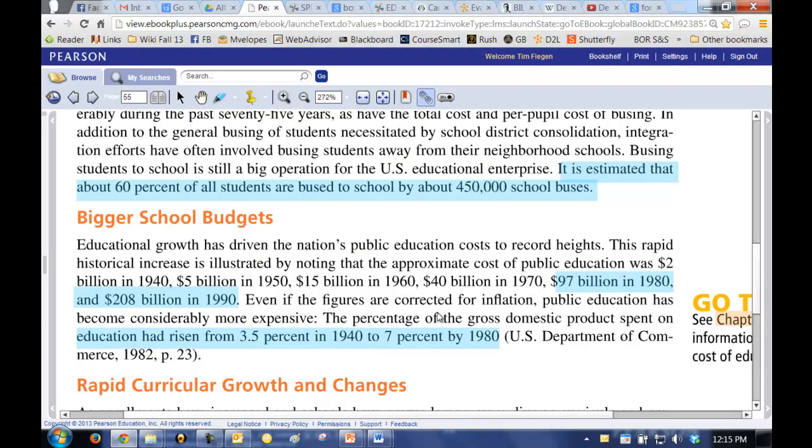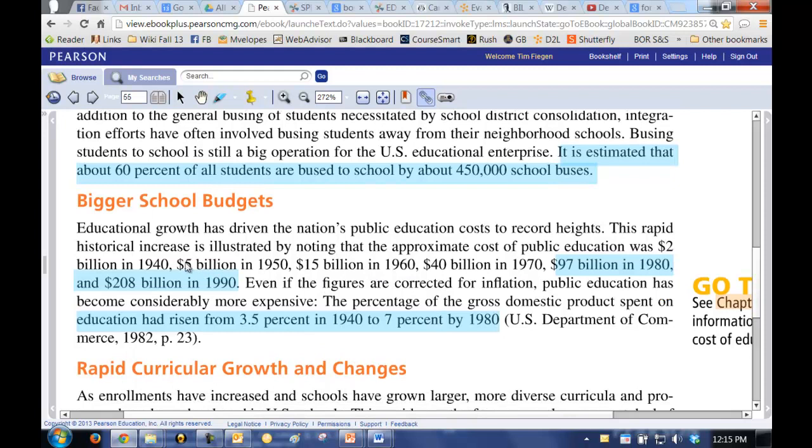So let's move on to bigger school budgets. And again, it tries to give you a scenario here of the growth. It says $5 billion in this country in '40, 2 billion in '50, 15 billion in '60, 40 billion in '70, 97 billion in '80, and 208 billion in '90. And I'm sure it's doubled now. It's 23 years later, I'm sure it's more than doubled again.